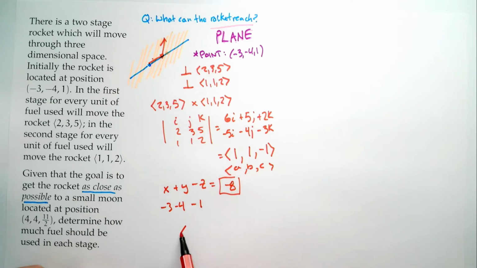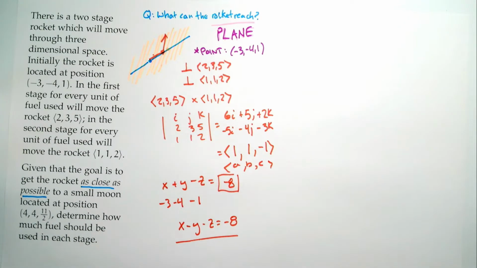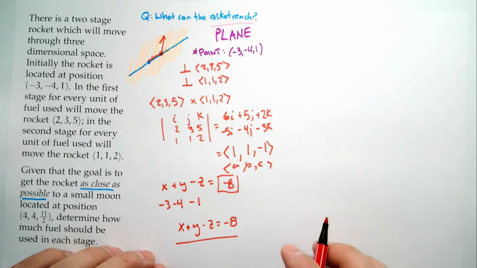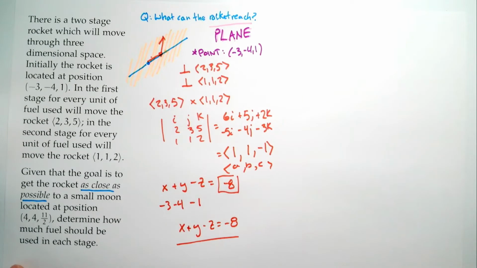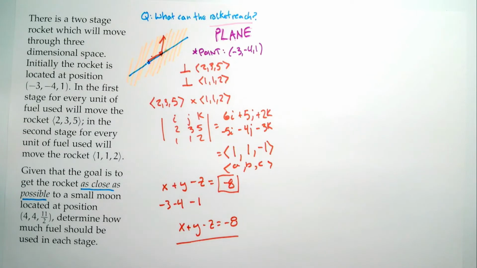All right, so we can now answer the question. We can reach any point on the plane that has the form x plus y minus z equals -8. Now, here's the question. Maybe we got lucky and 4, 4, 11/2 is on the plane. Then we can get right to our moon. Well, 4 plus 4 minus 11/2, does that equal -8? No. It equals something, but it definitely doesn't equal -8.